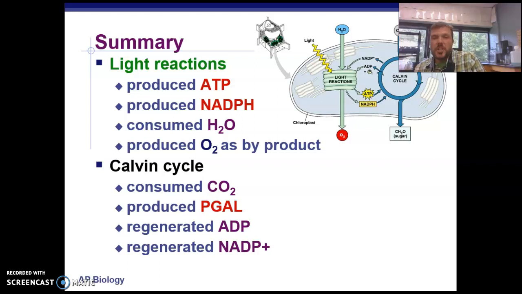we regenerated, which is kind of a weird way to say it, I guess. We used ATP and turned it back into ADP, and we used NADPH and turned it back into NADP+, which will now go back to the light reactions to get sort of recharged to be used again in the Calvin cycle.